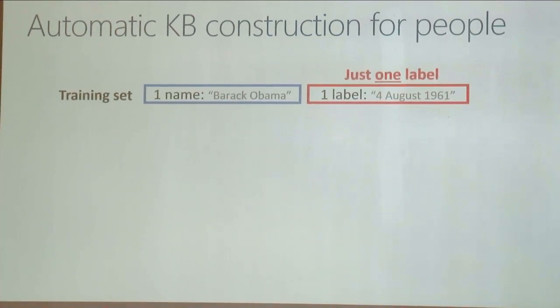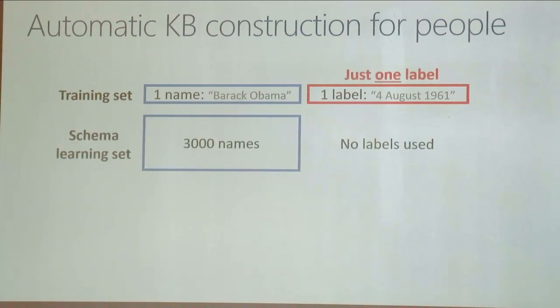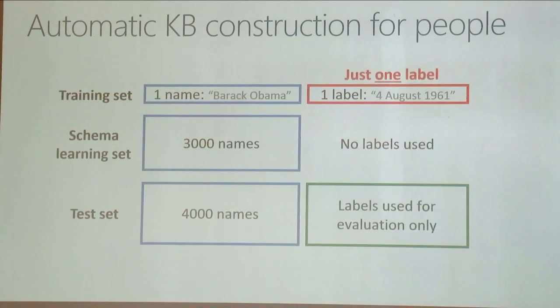So we start with a single name and just one label. And it happens to be Barack Obama's birthday, but we don't tell the system it's that. So it's just one label. This is our entire training set. Okay, then in the experiment in this paper, we take 3,000 names, and that's our schema learning set, but we have no labels, no labels at all. And then we have a test set, and the test set is for evaluation only. So we have labels that we use to evaluate the system.